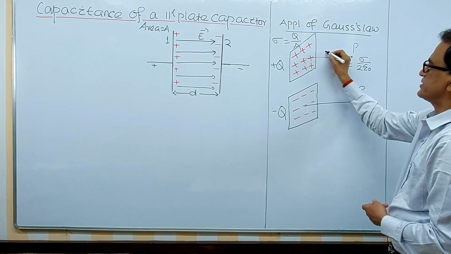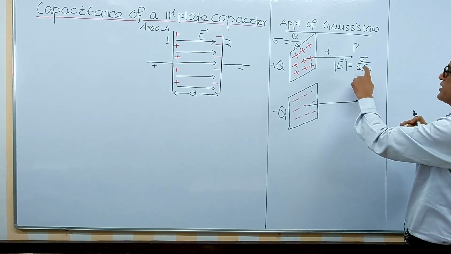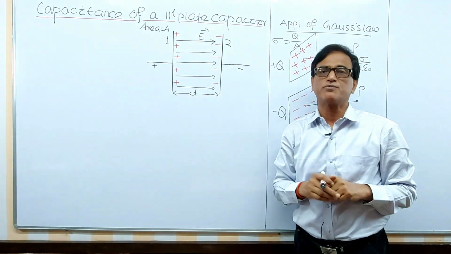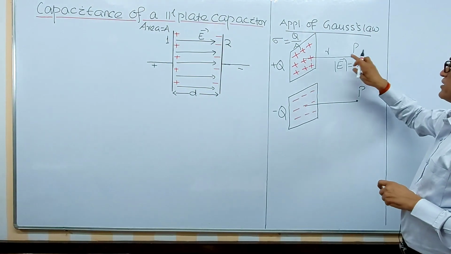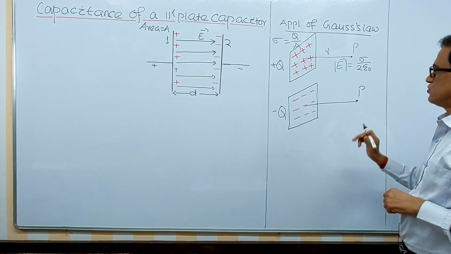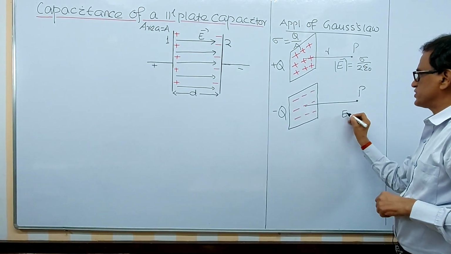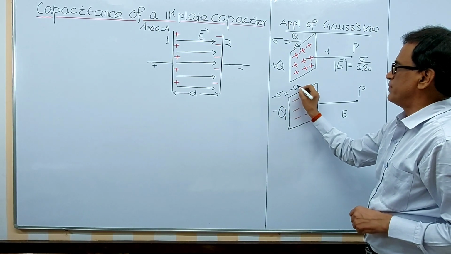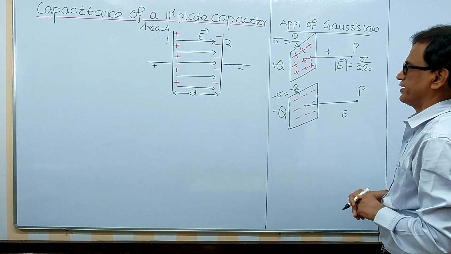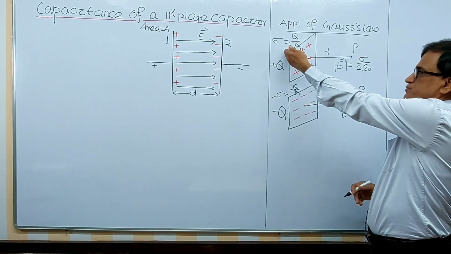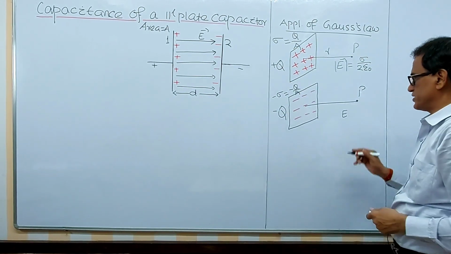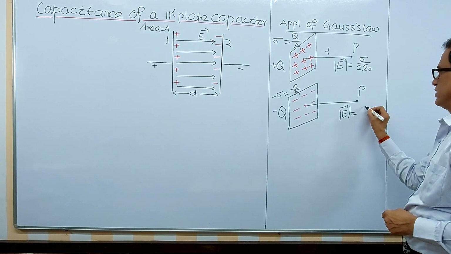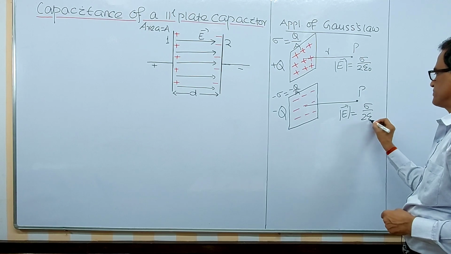Say this distance is r; this field is independent of the distance r. I think you do remember from the applications of Gauss law. So at any point the field will be sigma by 2 epsilon 0. Here, due to negative charge, we can say this is minus sigma, or minus Q by A, that is the negative charge density. So E, in magnitude, equals sigma by 2 epsilon 0.